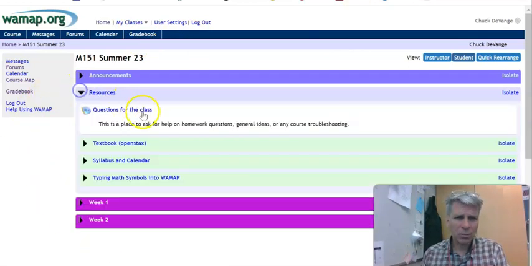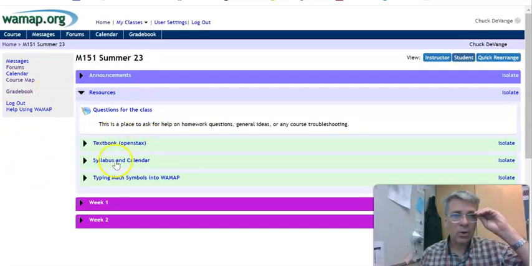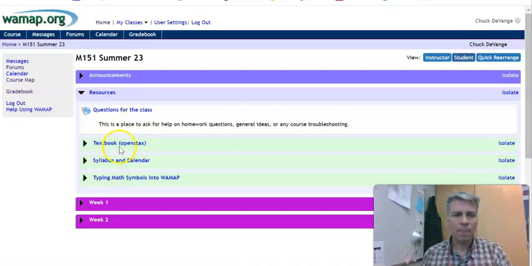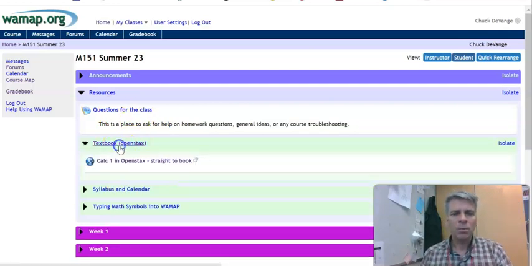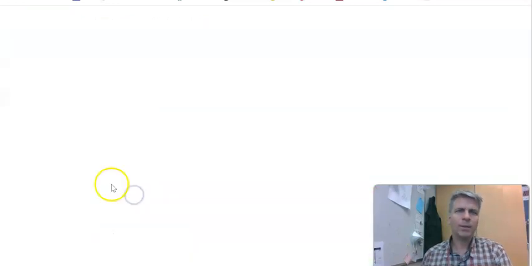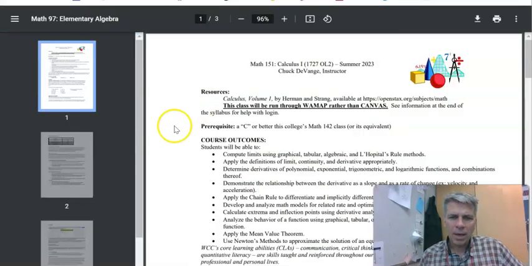All right, let's take a peek at the resources. I want to start with, this is a good place to ask questions in general, if you want to ask them. The textbook, we're using OpenStax. It's an open source textbook, so you shouldn't have to buy anything for that. Looking at the syllabus, my Whatcom email is not even on here. That's good, because I would rather that you contact me through WAMAP.